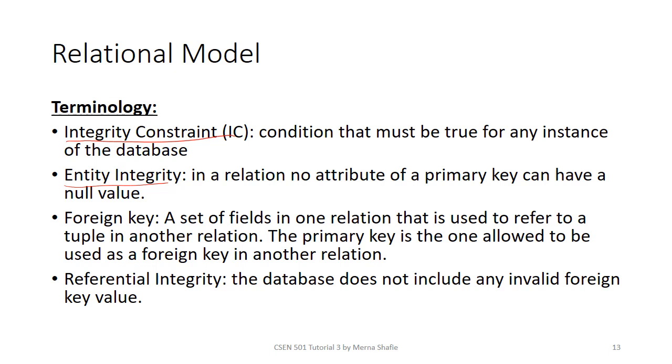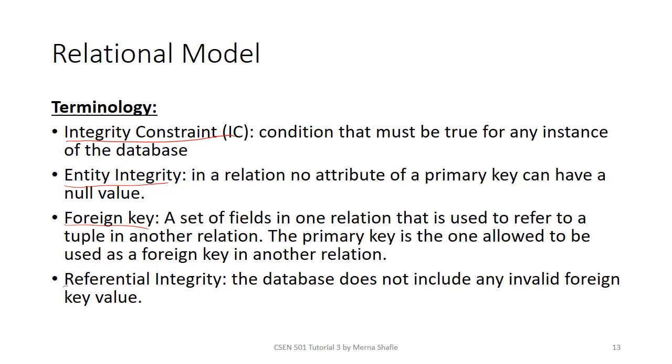The foreign key, which I already described previously while discussing the mapping of the relational schema, is a set of fields in one relation that is used to refer to a tuple in another relation. It's as if I'm pointing to a row in another relation. The primary key is the one allowed to be used as a foreign key in another relation. So we are always using the primary key of one relation as a foreign key in another relation. We cannot use any other attribute.